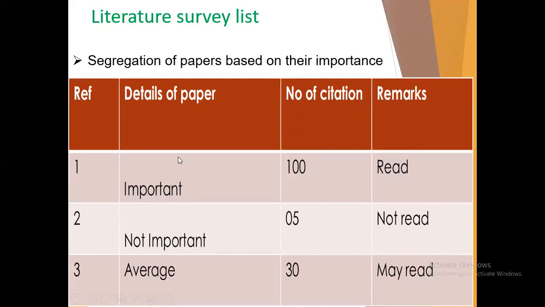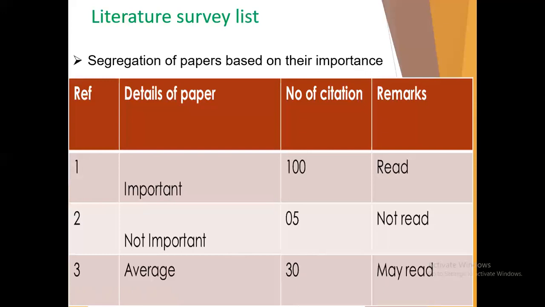Now for the important articles, suppose you are getting 10 important articles, you will have to go for a thorough study, a thorough reading. You have to read all the important articles. And non-important, if you are finding suppose 10 or 15 articles are not important, you can keep them, but it is not advisable to read all of them. For average, if you find it necessary to read some article, you may read it, otherwise you can keep it in a separate folder.